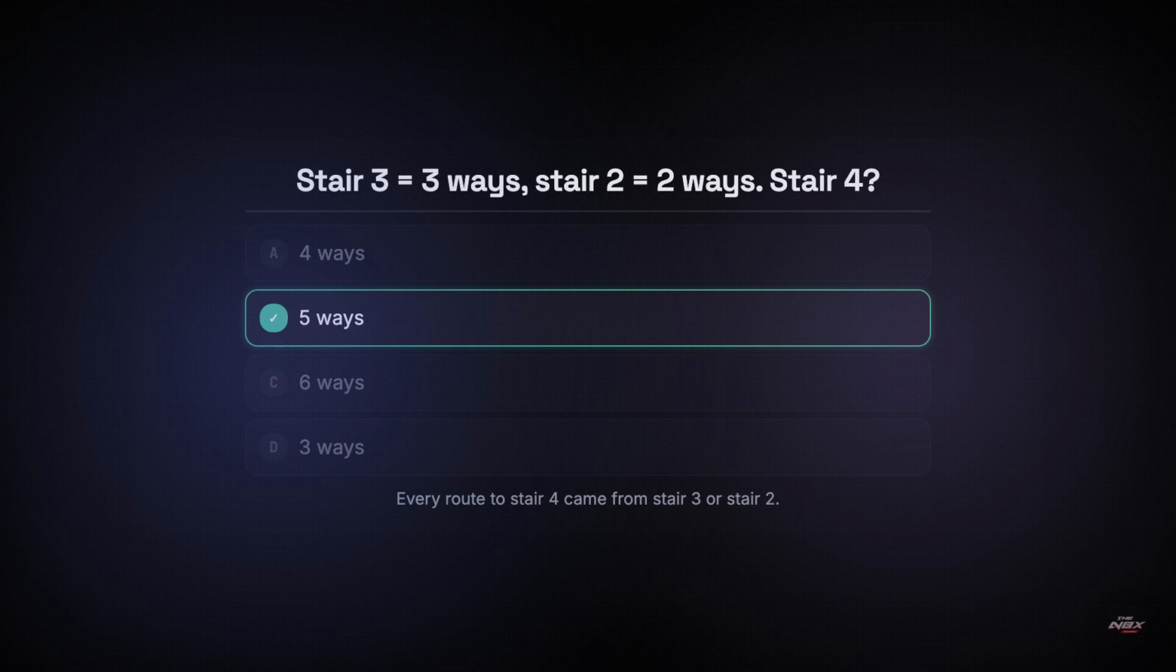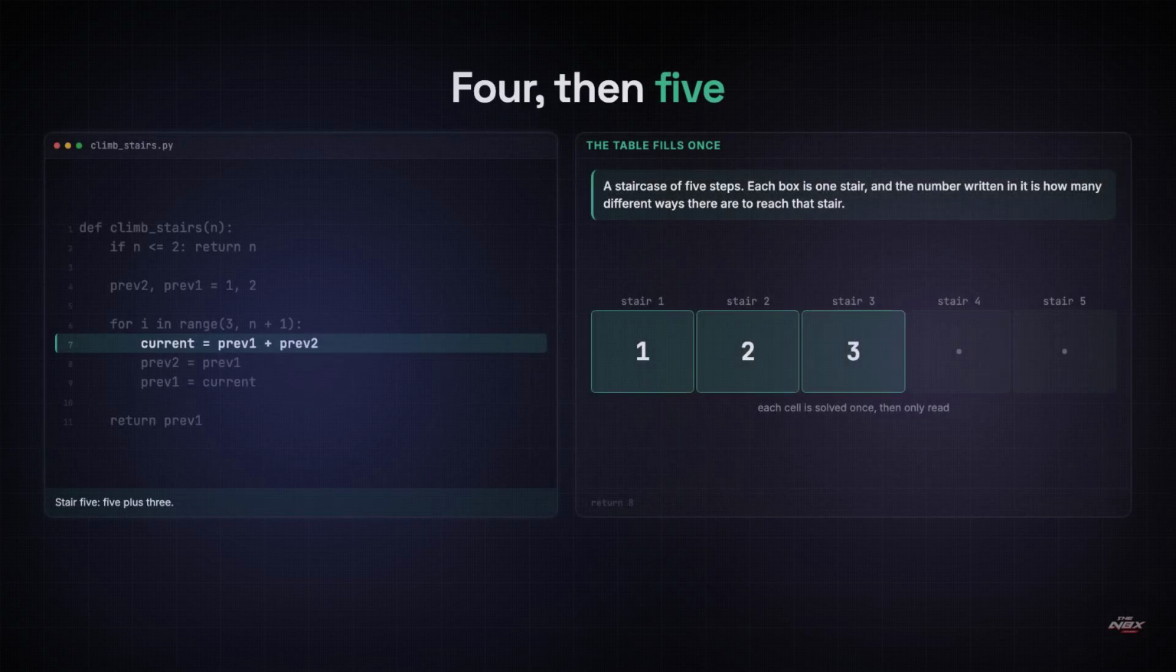Ready? 5, because 3 plus 2 is 5, and every route to stair 4 arrived from one of those 2 stairs below it. Stair 4 is 3 plus 2, which is 5 ways, and the notes slide again. Stair 5 is 5 plus 3, which is 8 ways. That's our answer. 5 stairs, and we did 5 additions. Every stair was computed exactly once, and then only read, which is the whole point of the pattern.